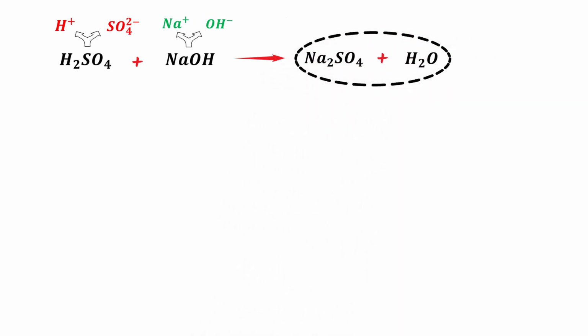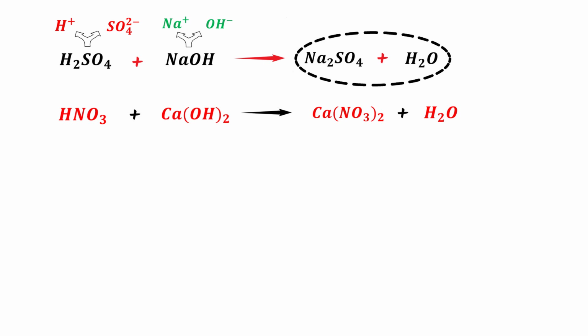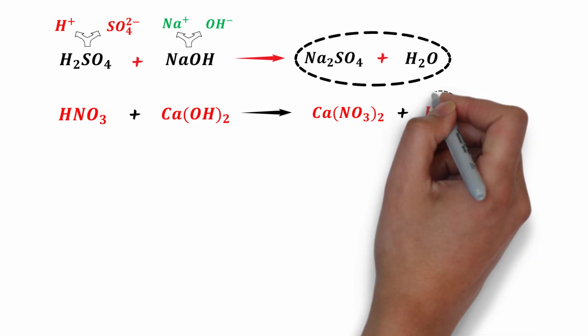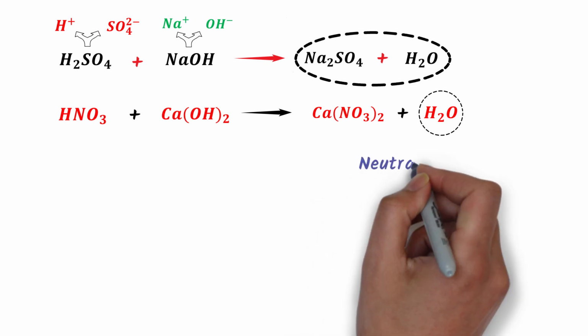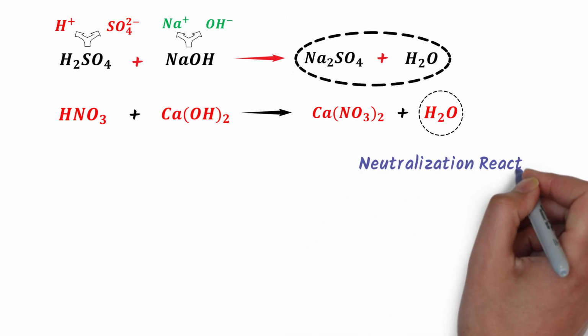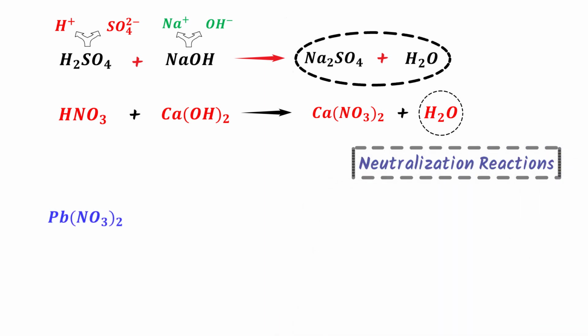In the same way, upon reacting nitric acid with calcium hydroxide, exchange of ions takes place to form calcium nitrate and water. As in these examples, water is the byproduct, so such kind of ion exchange reactions are known as the neutralization reactions.